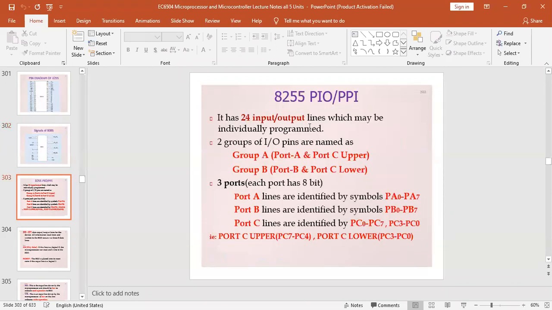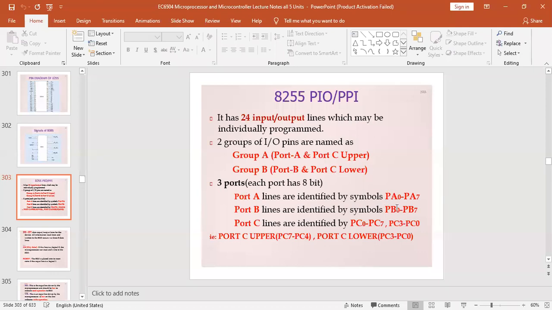In 8255, 24 pins are there, that is port A, port B, port C, called the 24 input output lines. And these ports are grouped into two, as group A and group B. In group A, port A and port C upper are there, and in group B, port B and port C lower are there.